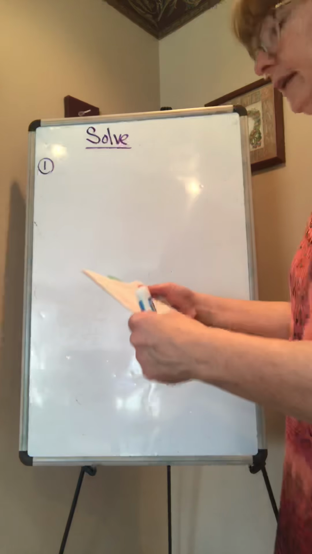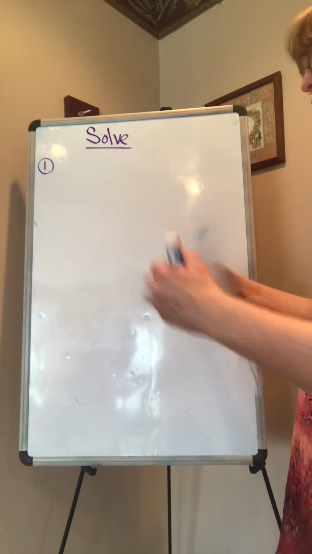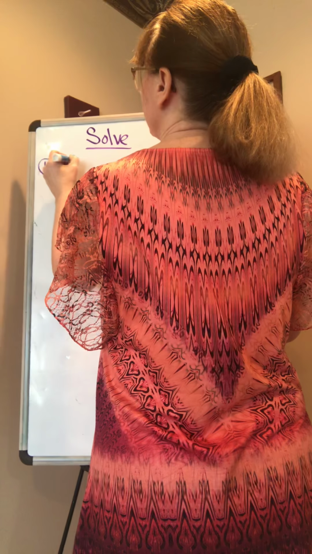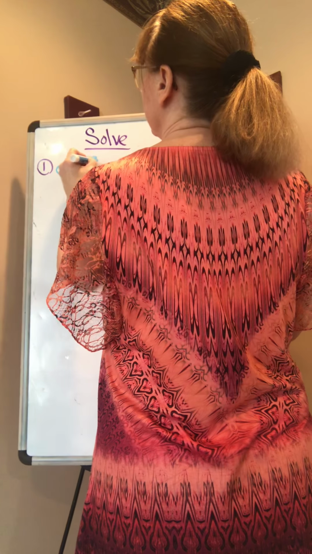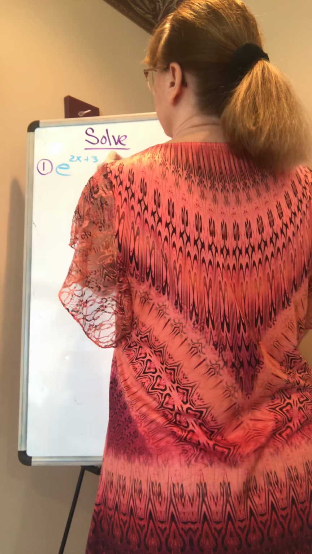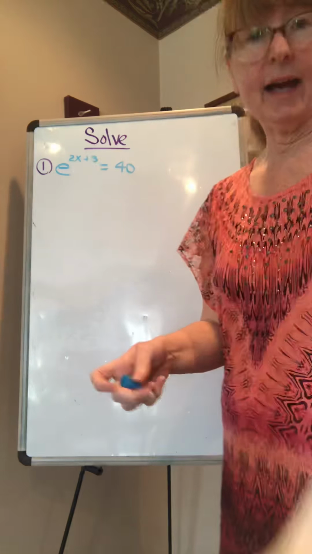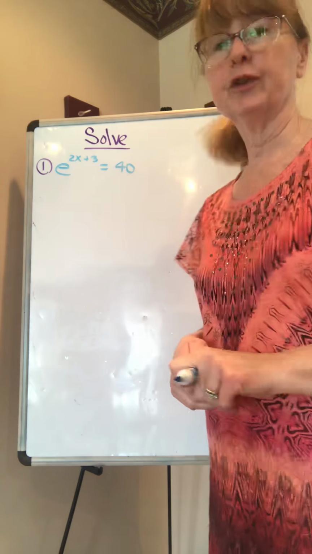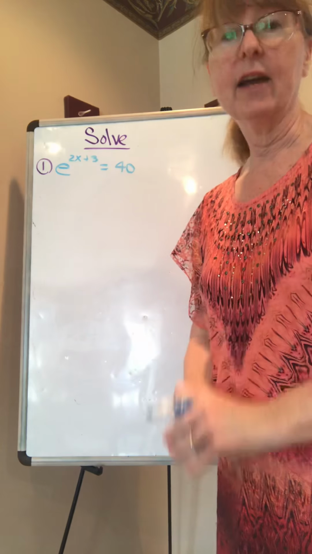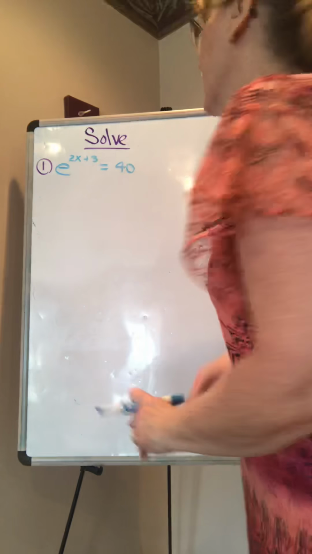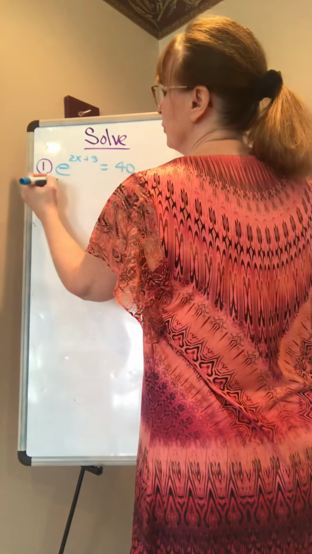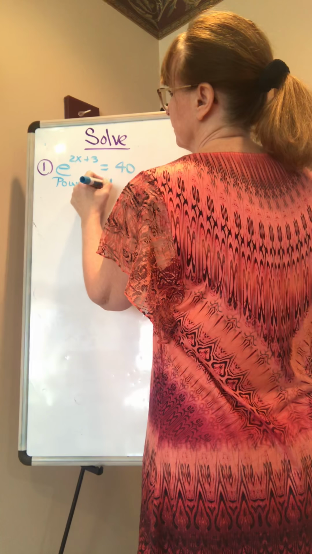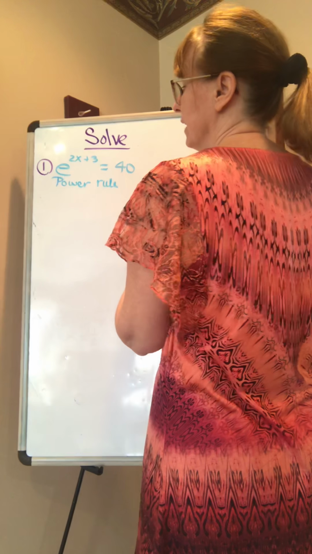So number 1, it says e to the 2x plus 3 equals 40. So we have e to the 2x plus 3 is equal to 40. So I need to get x out of this exponent. Now guys, there's a couple of ways you can do this, but one of the best ways out there is to use the log laws. And here we are going to use the power rule because of the x being in the exponent.